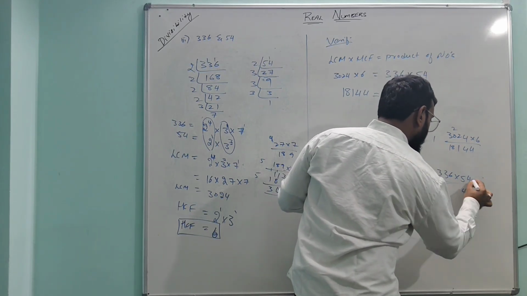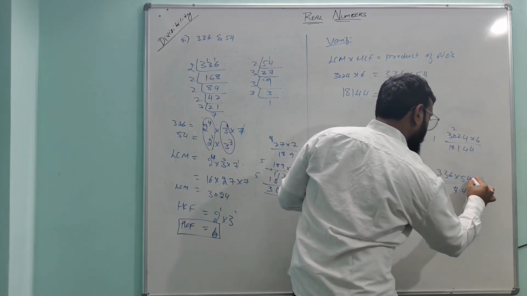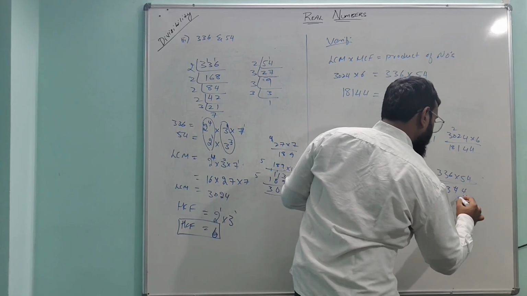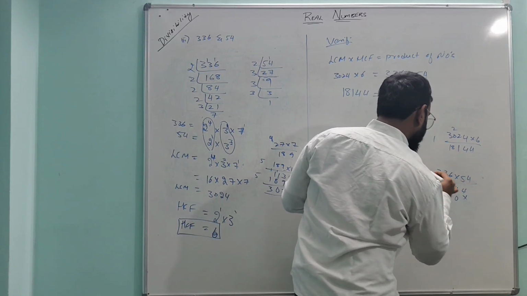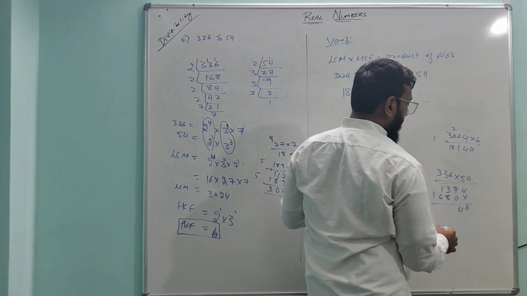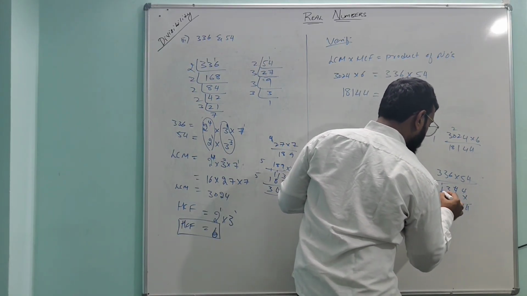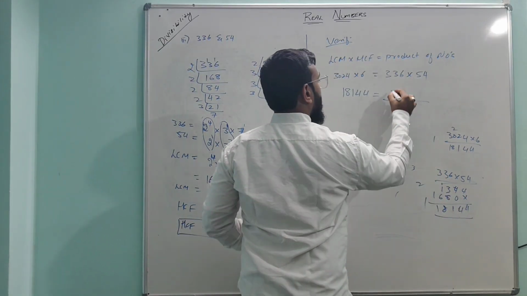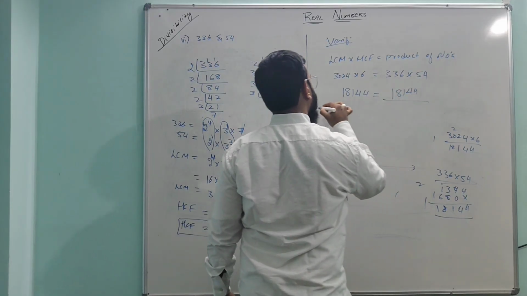6 4s are 24. 4 is 12, 14. We'll carry. 6 4s are 24. 6 5s are 30, 5 4s are 15, 18. 1 carry, 15, 16. 4 is 4. 8 plus 3, 11, 1 carry, 6, 7, 8. So we get 18144.